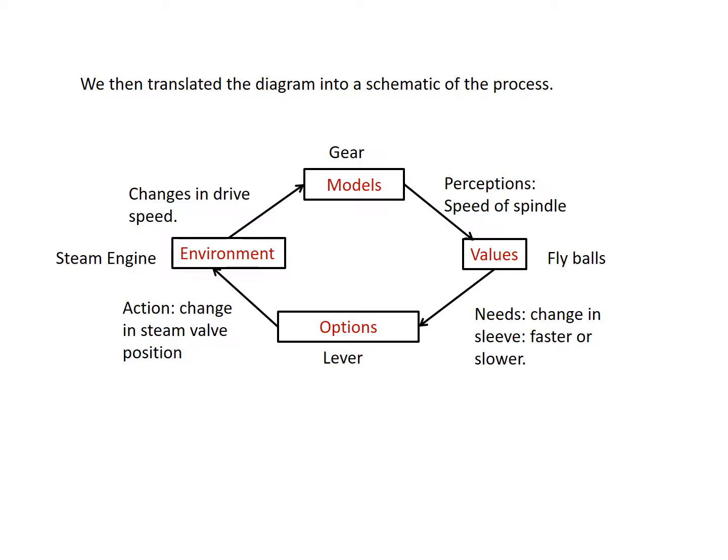The changes in the drive speed are translated by the gear into perceptions, or the speed of the spindle, which is then translated by the fly balls into needs, or a change in the sleeve, which means faster or slower, which is then translated by a lever into action, a change in the steam valve position, which then sends steam to the steam engine, which changes the drive speed.